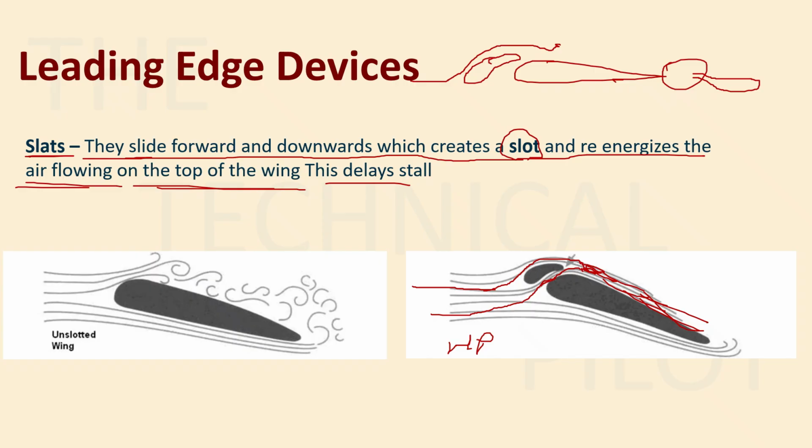But the air at the bottom with the high pressure, obviously there is high pressure at the bottom surface, there is low pressure on top of the surface. So the high pressure air came in and moved through this slot, and it joined the low pressure air and re-energized it. Right. This is how your leading edge device or your slat is working.